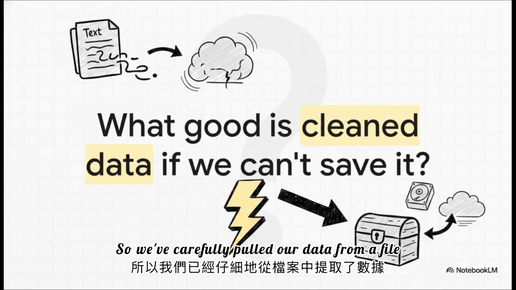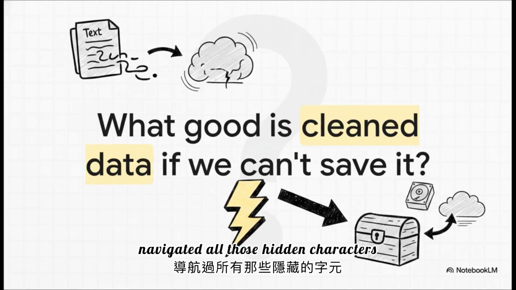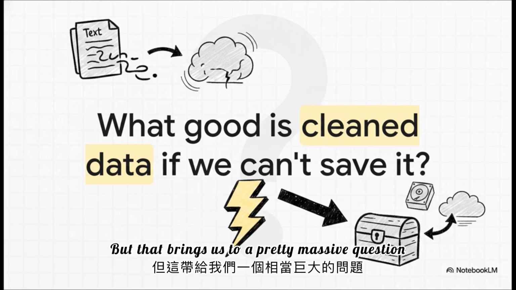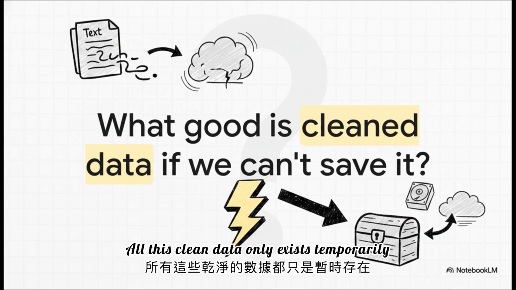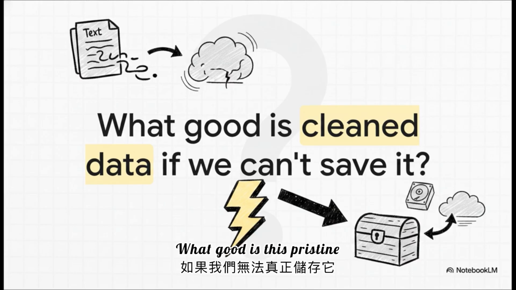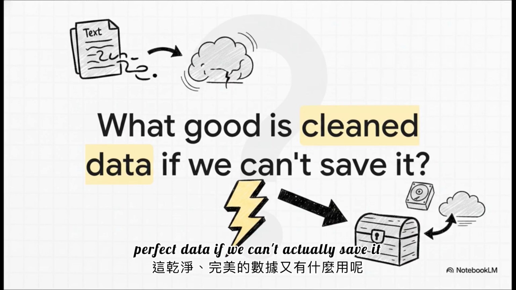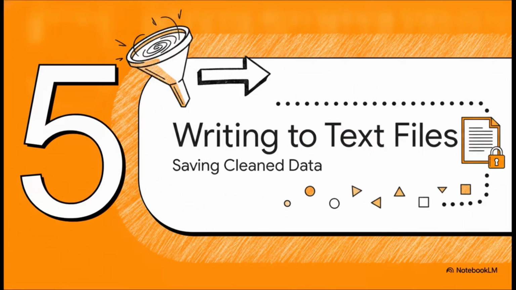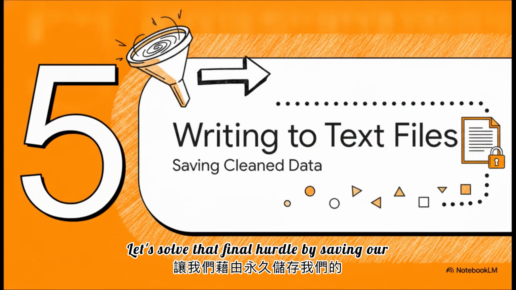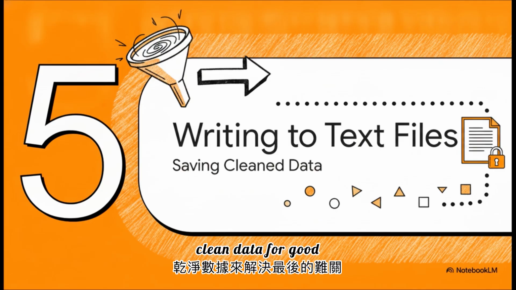So we've carefully pulled our data from a file, navigated all those hidden characters, and cleaned it up beautifully. But that brings us to a pretty massive question. All this clean data only exists temporarily in the computer's active memory right now. If the power goes out, it is gone forever. What good is this pristine, perfect data if we can't actually save it back out into the real world? Part 5. Writing to text files. Let's solve that final hurdle by saving our clean data for good.